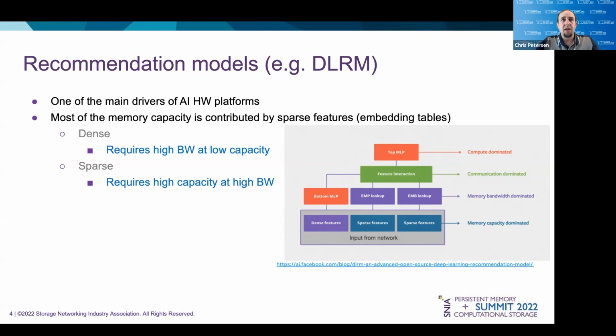DLRM is a class of workloads. There are a variety of differences between the specific models themselves within this class, but they're essentially the same from a characteristics perspective, and we expect that to continue for the foreseeable future. We'll focus on this class of models for this presentation today.